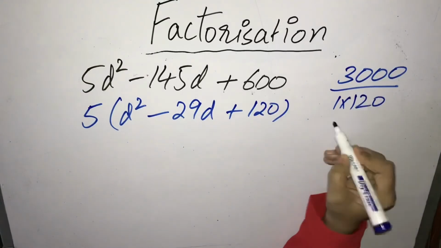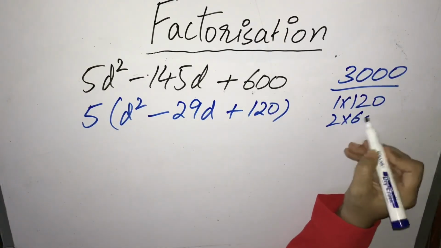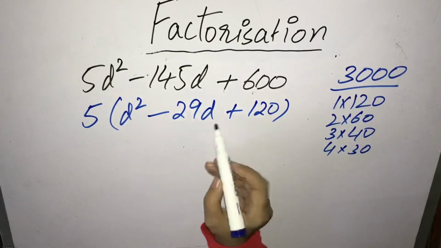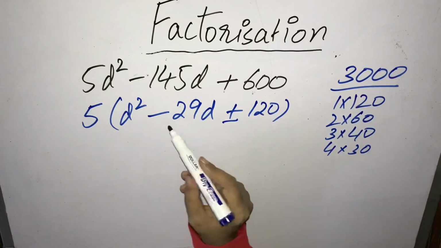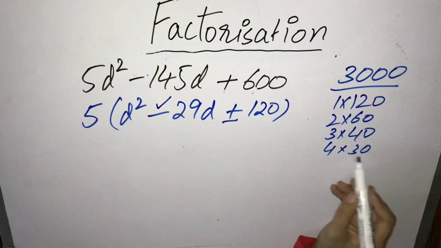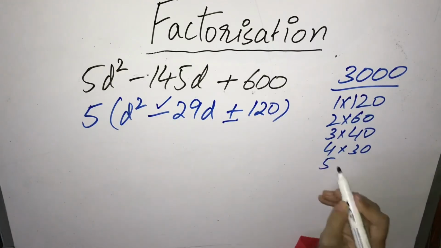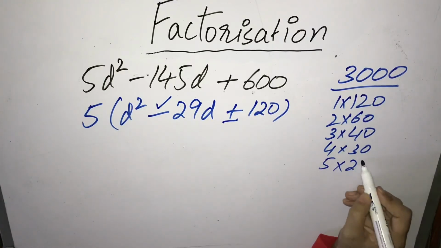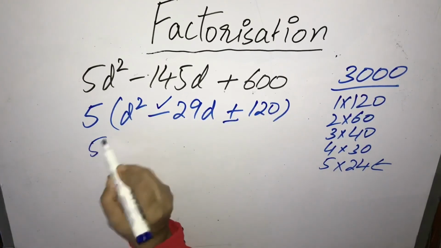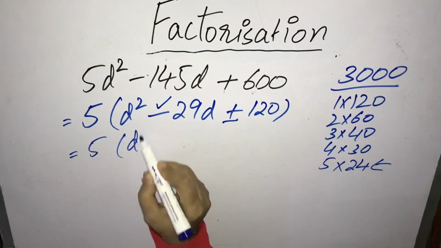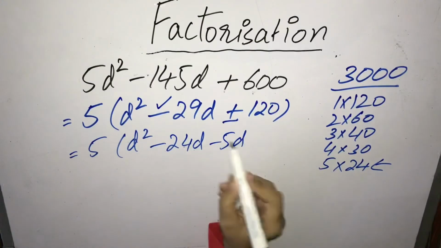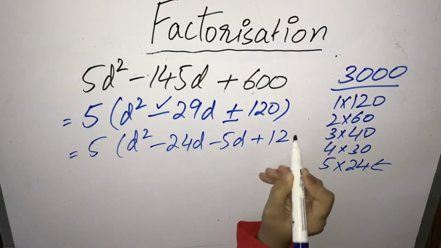1 into 120, 2 into 60, 3 into 40, 4 into 30. Keeping in mind we have both factors the same sign, we have to add the factors, but both should be negative. 4 and 30, when we add, it is 34. Here we have 24 and 5, which is 29. Both are going to be subtracted. 24d and 5d will give you minus 29d, along with this 120.